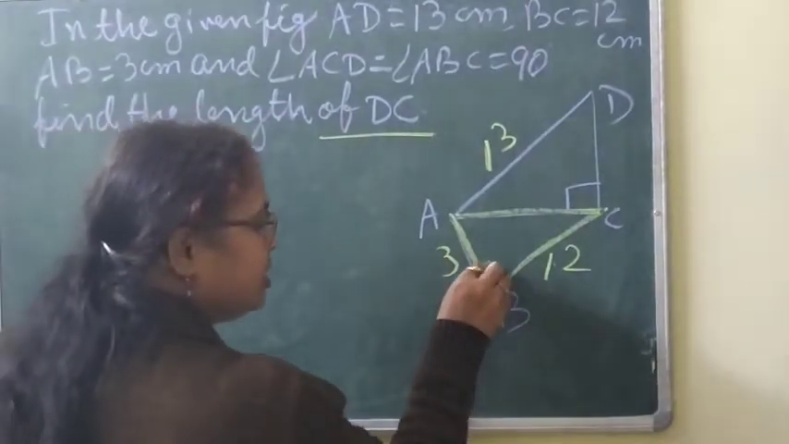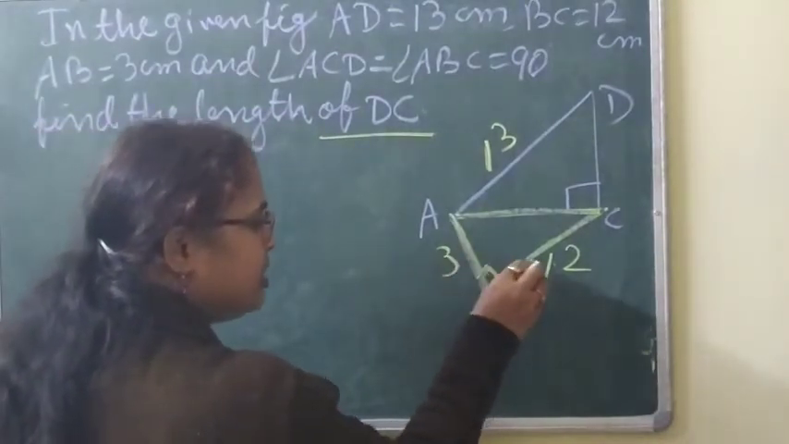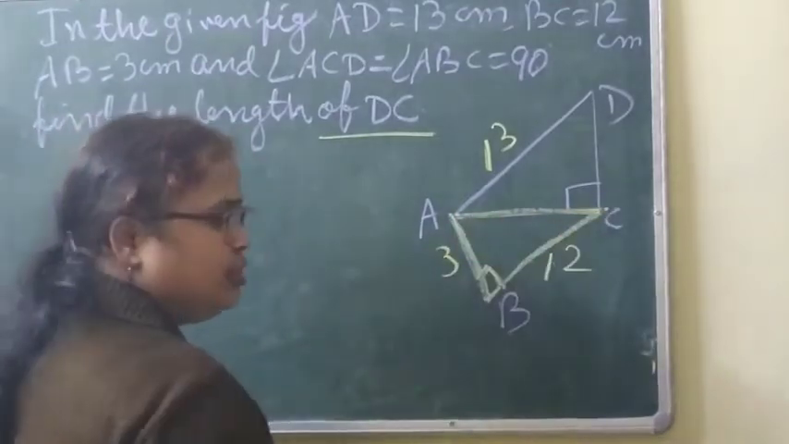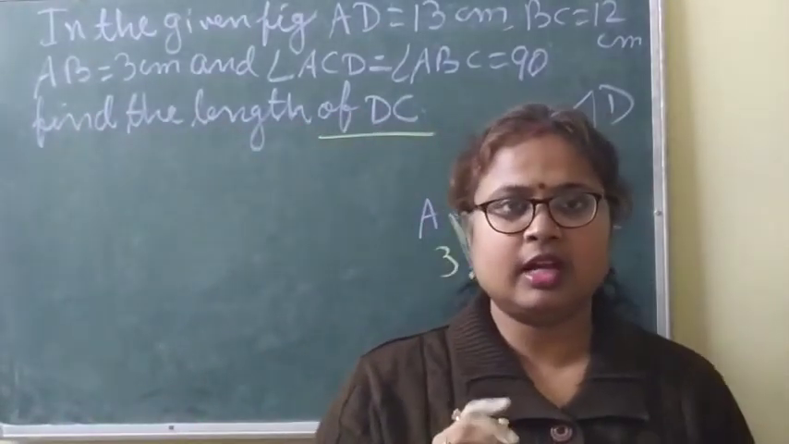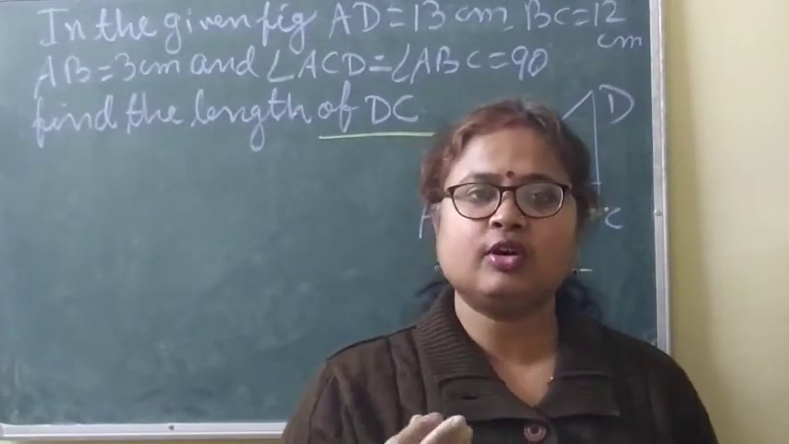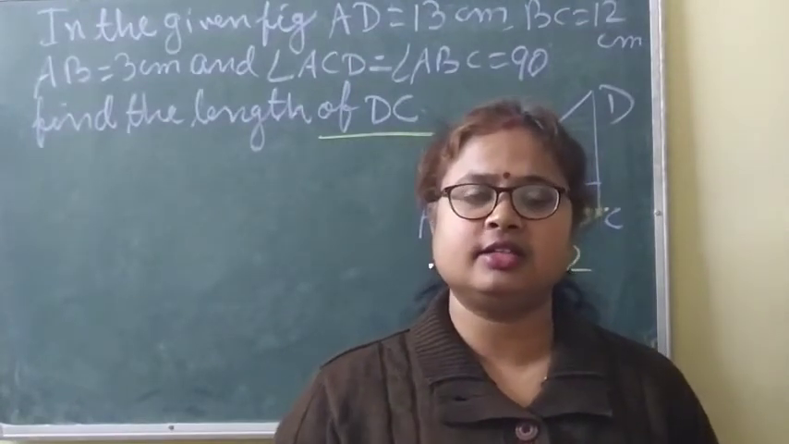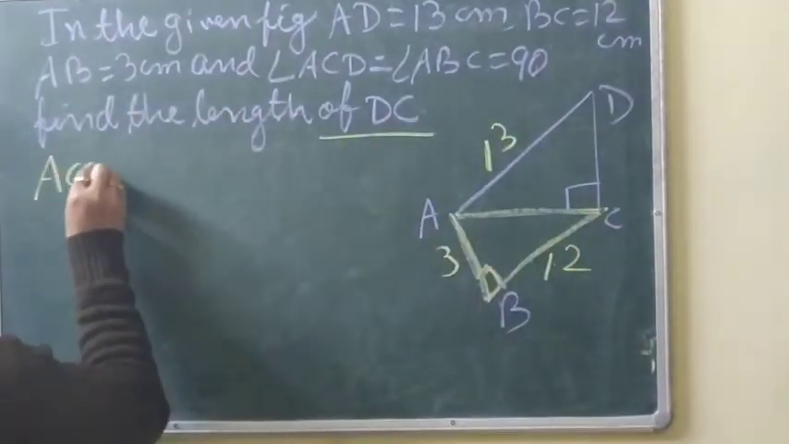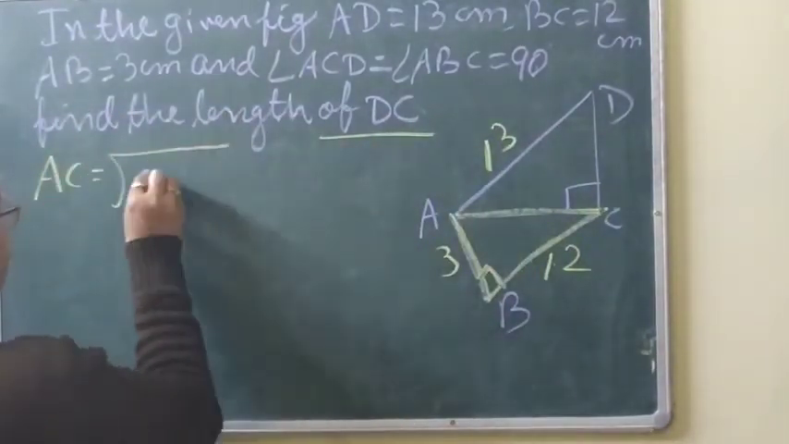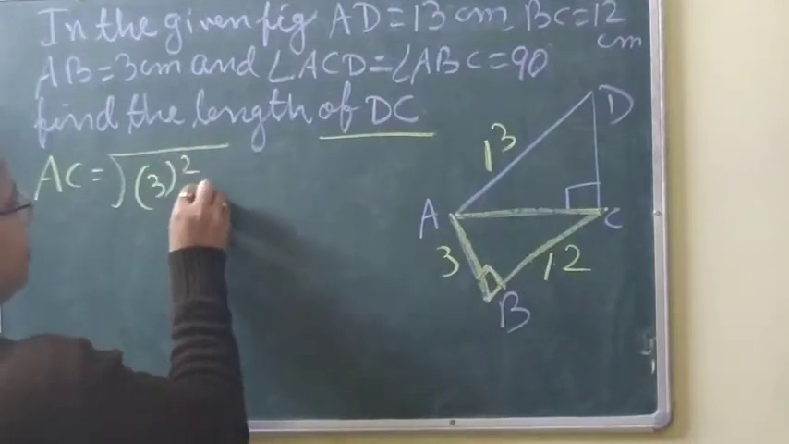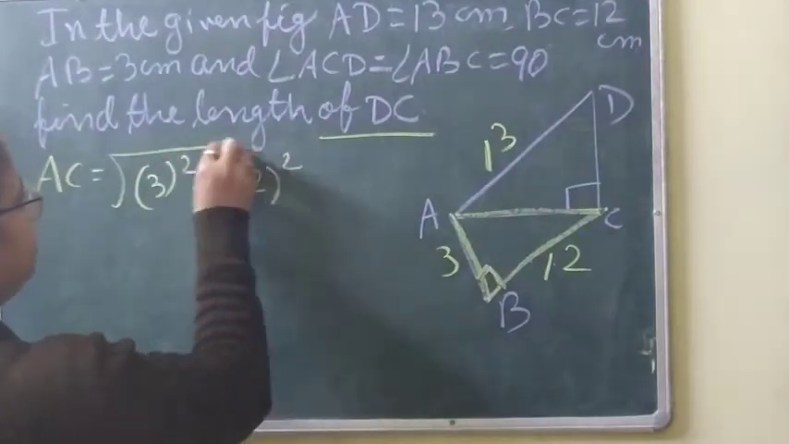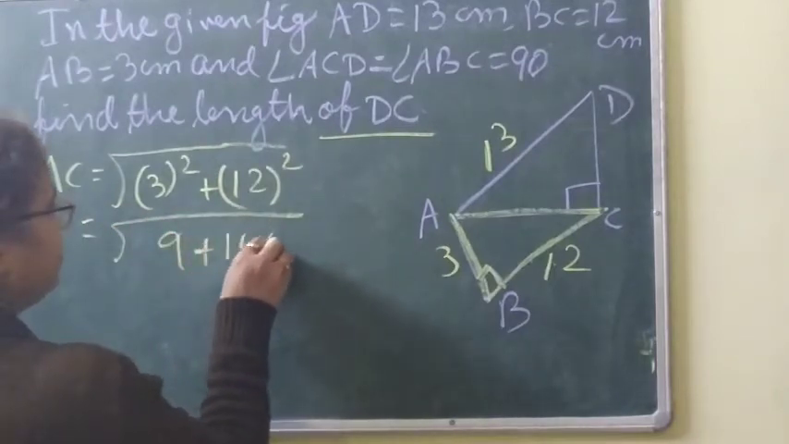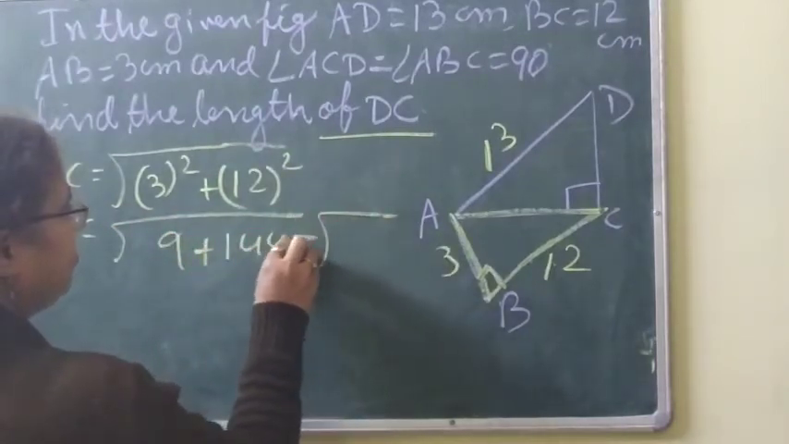Now, here you can see the 90 degree. Means one is perpendicular and one will be base. And this will be the hypotenuse. Because the line which is just in front of the 90 degree angle, that line is a hypotenuse. Okay. So here we can write directly that AC is equal to square root of 3 squared plus 12 squared. So square root of 9 plus 144. And this is equal to what?